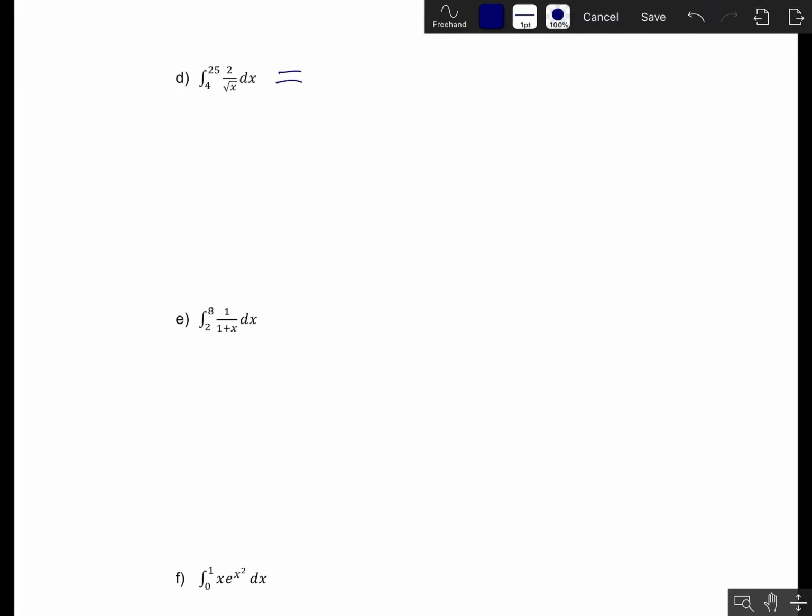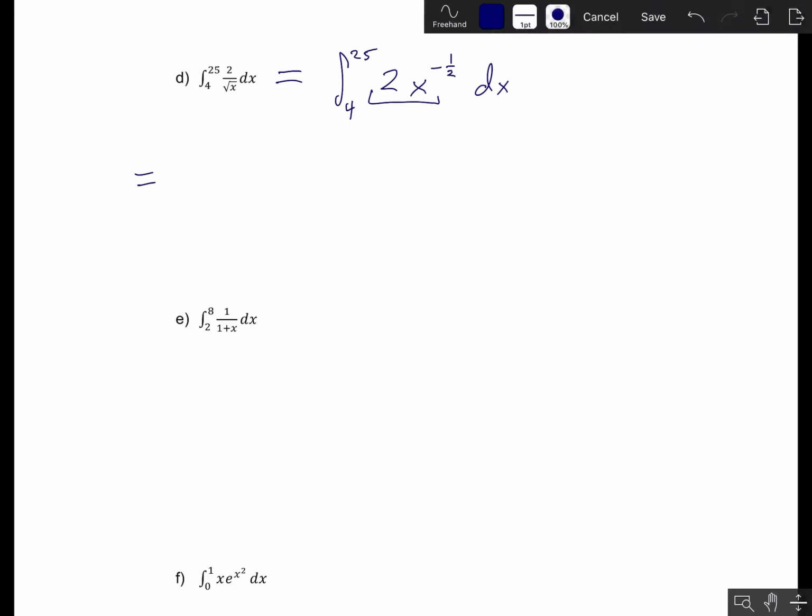Next, let's look at this one. So we're integrating from 4 to 25, 2 over root x dx. For problems like this one, unless you just have integrals of something like 1 over root x memorized, I would recommend going ahead and rewriting this as a power of x. So this would be 2 times x to the -1/2 power, because the 1/2 represents the square root, and the negative tells us to take the reciprocal and put the x in the denominator. So this would be 2x to the -1/2 power dx.